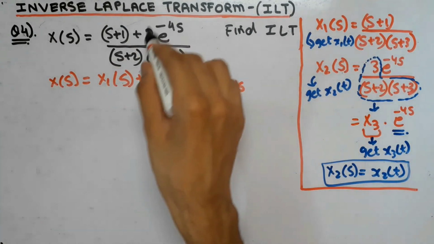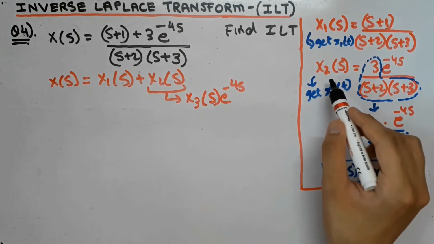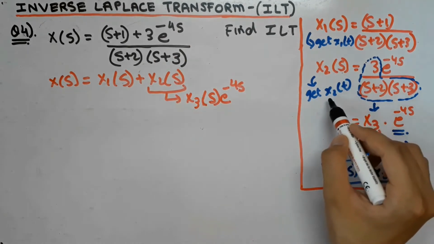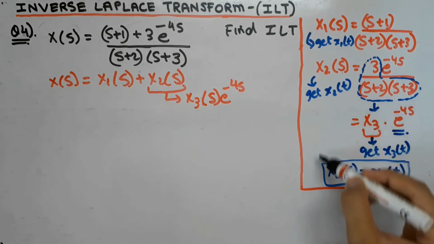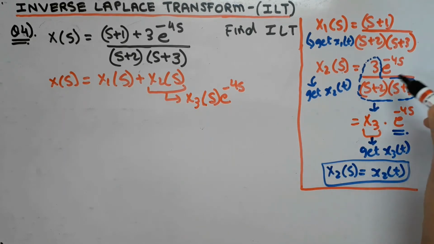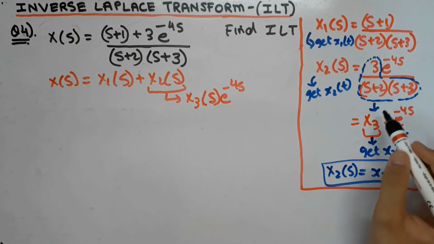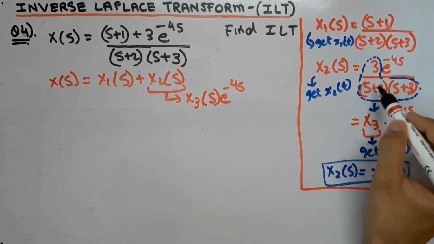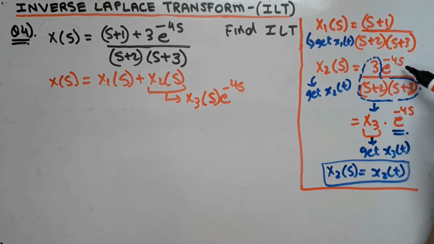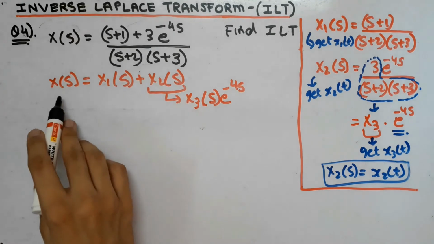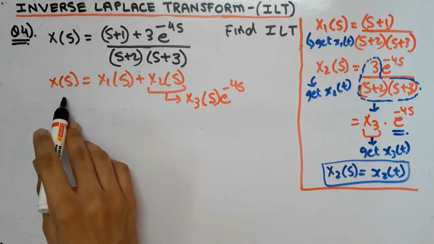Similarly, we will consider this part that we have considered to be X2(s), and then from there we will find x2(t). But before finding x2(t), we will first have to perform this part. That is, we will consider these two to be separate. That is, first we will find the value of x3(t) from here, and then we will compensate the value of e to the power minus 4s, and then we will finally get x2(t) by doing that. And then we will add x1(t) and x2(t) to get the final value of x(t).